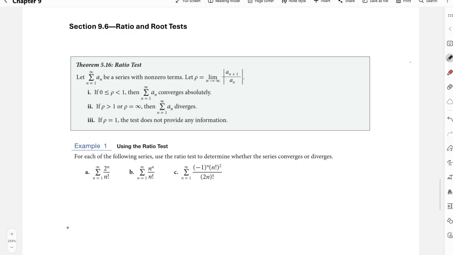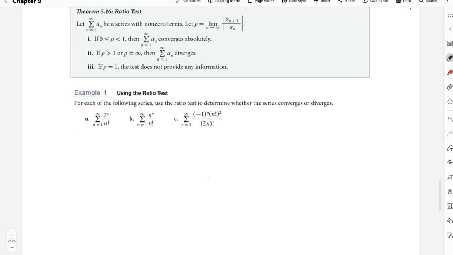So if rho is between 0 and 1, including 0, but not including 1, then we say that this sum is going to converge absolutely. If rho is greater than 1, or it goes to infinity, then that sum is going to diverge. And if rho equals 1, then this test is just inconclusive, and we've got to try something else to determine convergence or divergence.